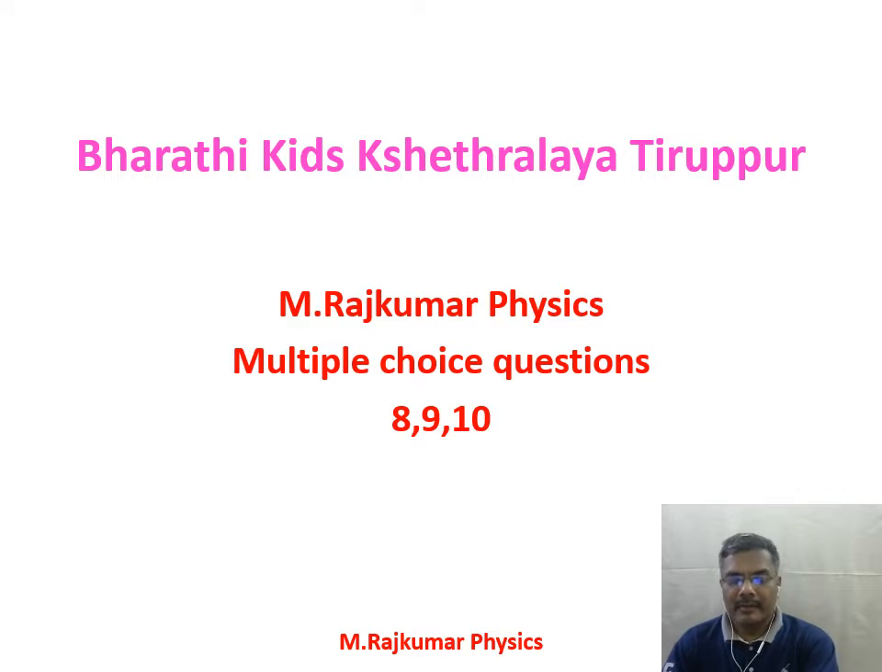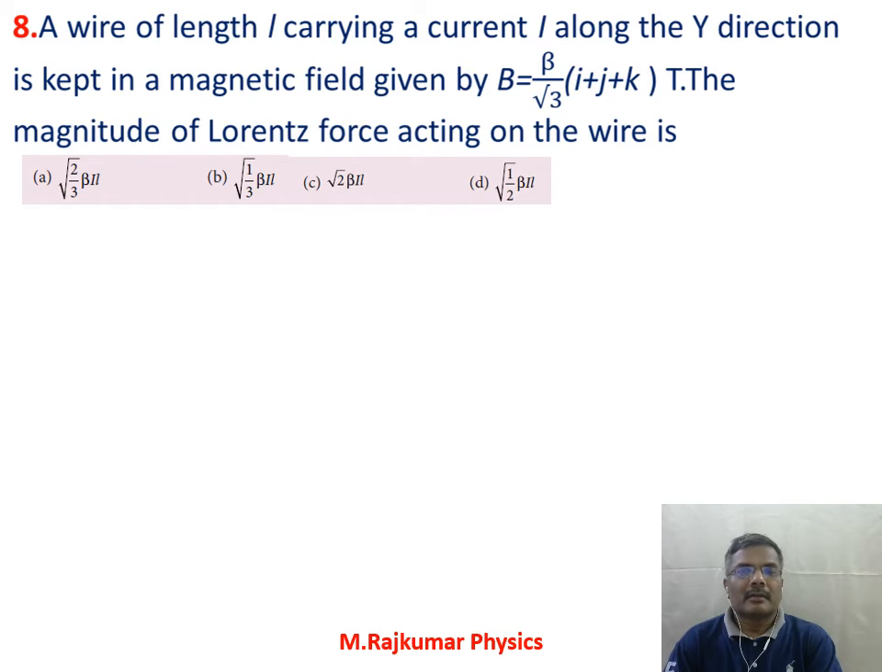So right away we'll go to the next question. This is the question actually. A wire of length L carrying a current I along the y direction is kept in a magnetic field given by B vector is equal to beta by root 3 into i plus j plus k Tesla. The magnitude of the Lorentz force acting on the wire is.